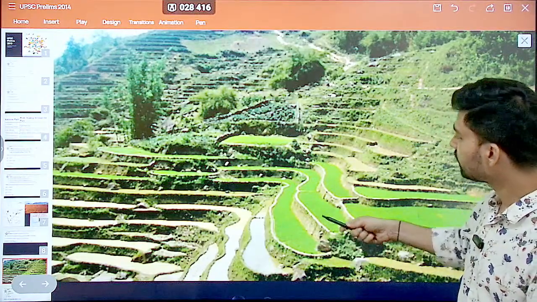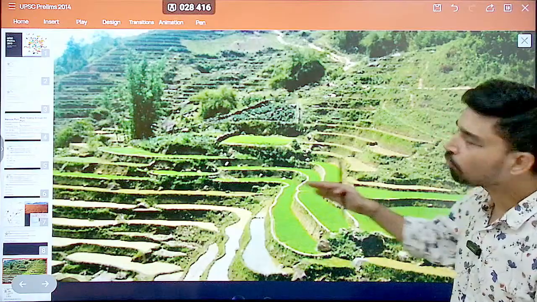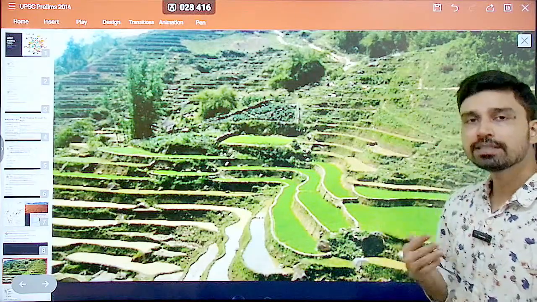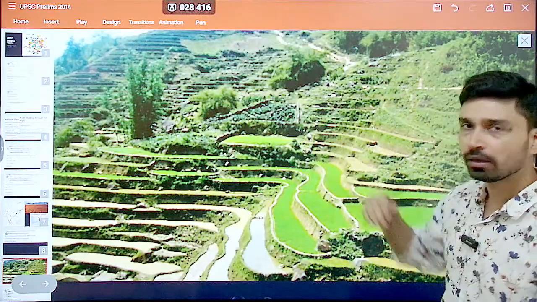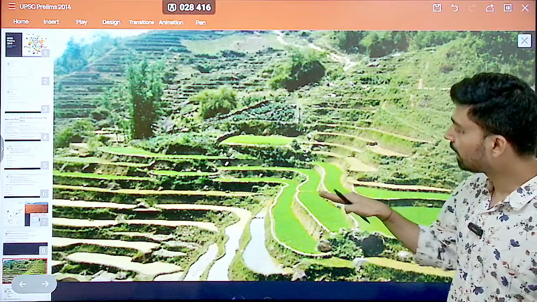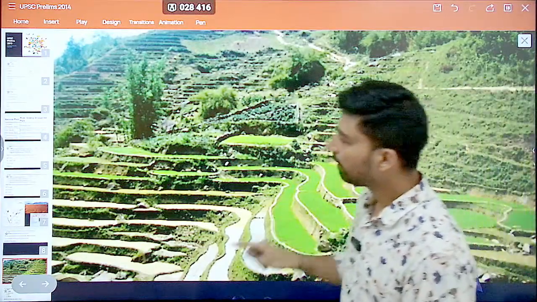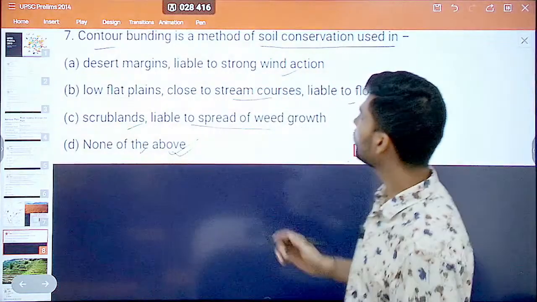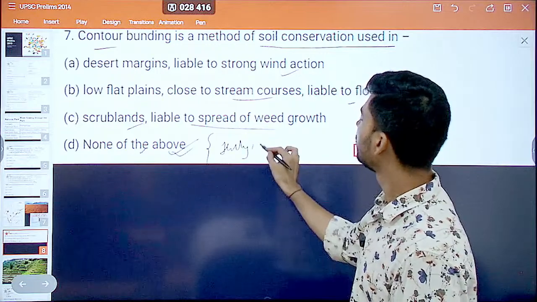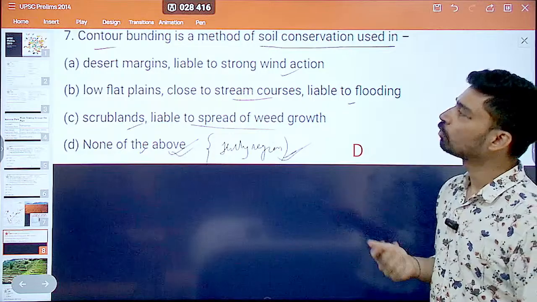So, you have first terrace, second terrace, third terrace, and here you can easily cultivate many crops, especially if we talk about the northeastern part of India, the hilly part of India where contour bunding is done. Rice or paddy cultivation is the major kind of crop grown here. You can see from the image that these are paddy plants that have been cultivated, and this method of conservation of soil is what we call contour bunding. So, that is why the correct option is none of the above. However, if the option given was hilly region, then obviously this would have been the correct option.